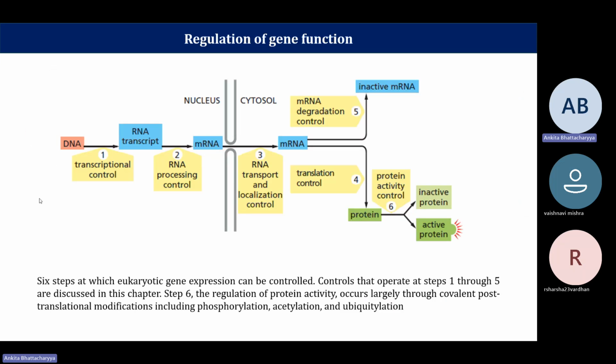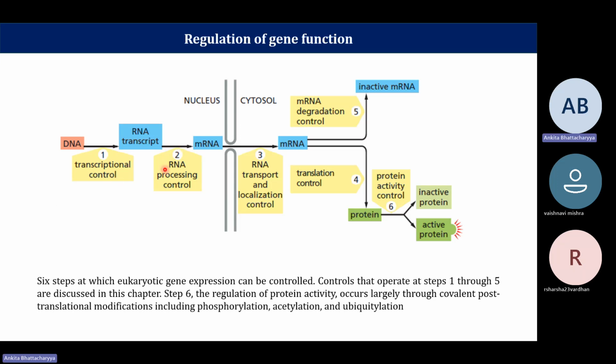Now, this was the idea. These are the different ways in which gene expression can be studied. However, how gene expression is actually regulated is at all of these different steps. Commonly, 6 steps are known when eukaryotic gene expression is controlled. What are these steps? First, of course, you have the DNA, which undergoes transcription. So, transcriptional control is the first site at which a gene can be switched on or switched off.